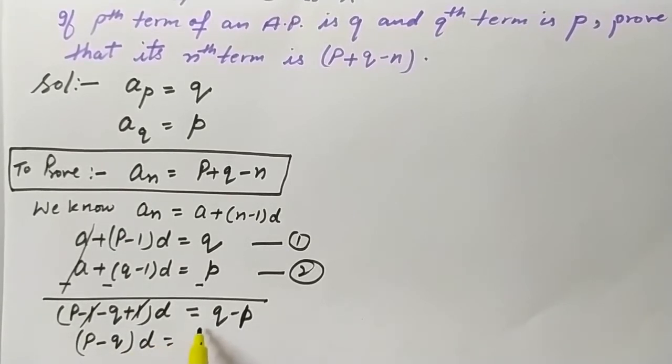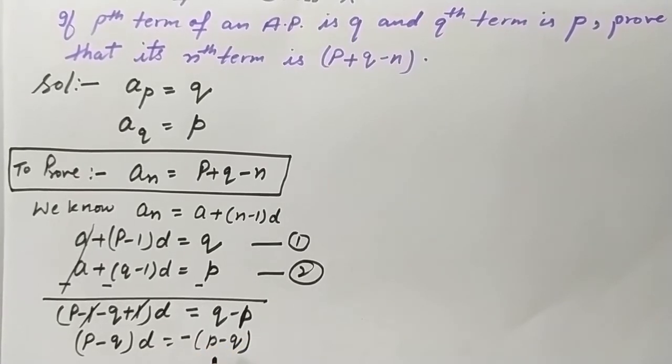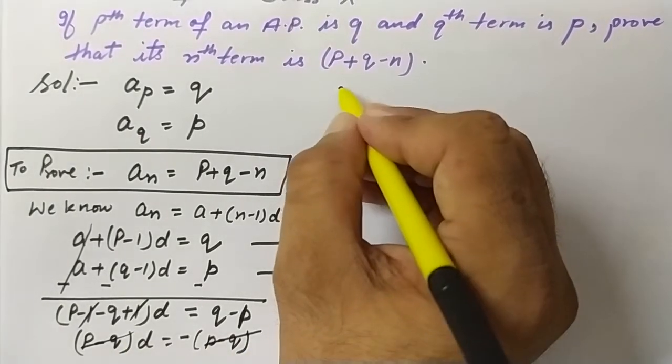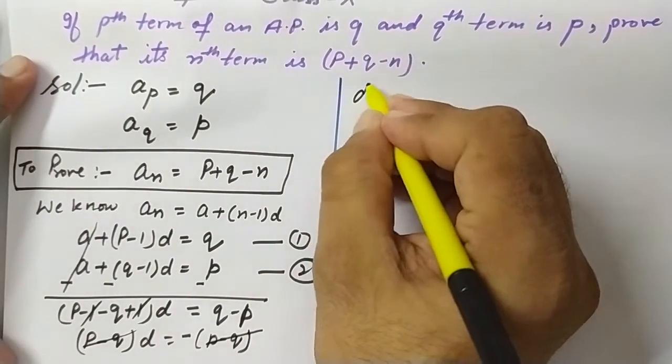Or you can take minus sign common here, it becomes P minus Q. Why have I taken minus sign? Because I want to make these two terms the same. So see here, these will be cancelled and D is coming minus 1. So D from here, D is minus 1.